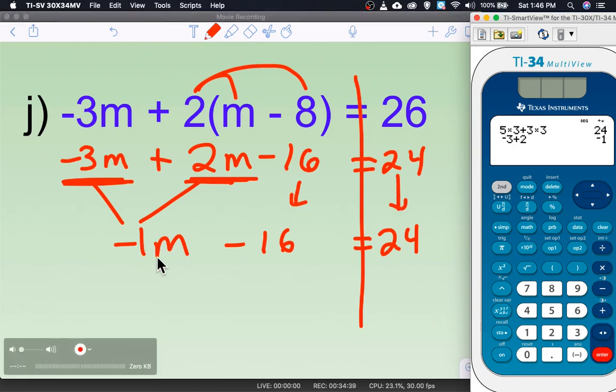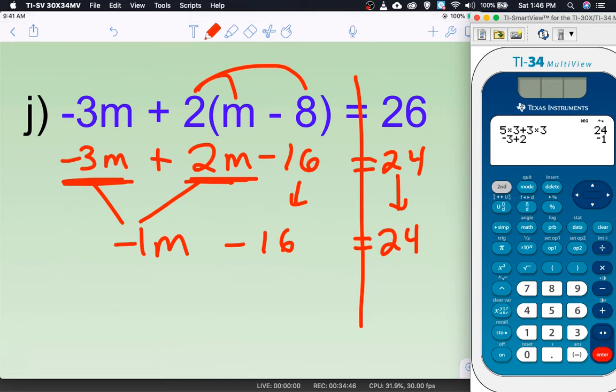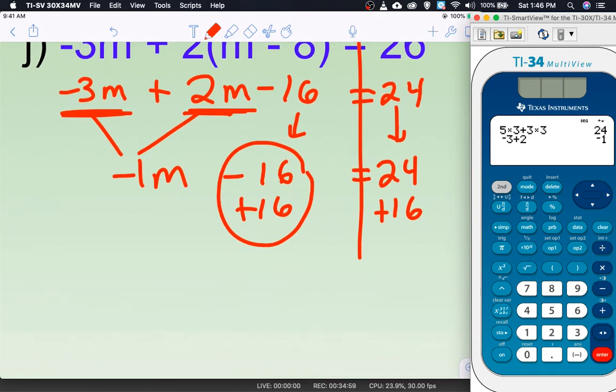Now I have here a two-step equation. This is very, very similar to the other equations we were solving at the beginning of this lesson. I'm going to get rid of the piece not attached to the variable first, the addition and subtraction. So I add 16 on both sides to cancel out a minus 16. I have negative 1m equals, that should be 40, but I'm going to double check just to make sure I'm not making a mistake in my head. Good.